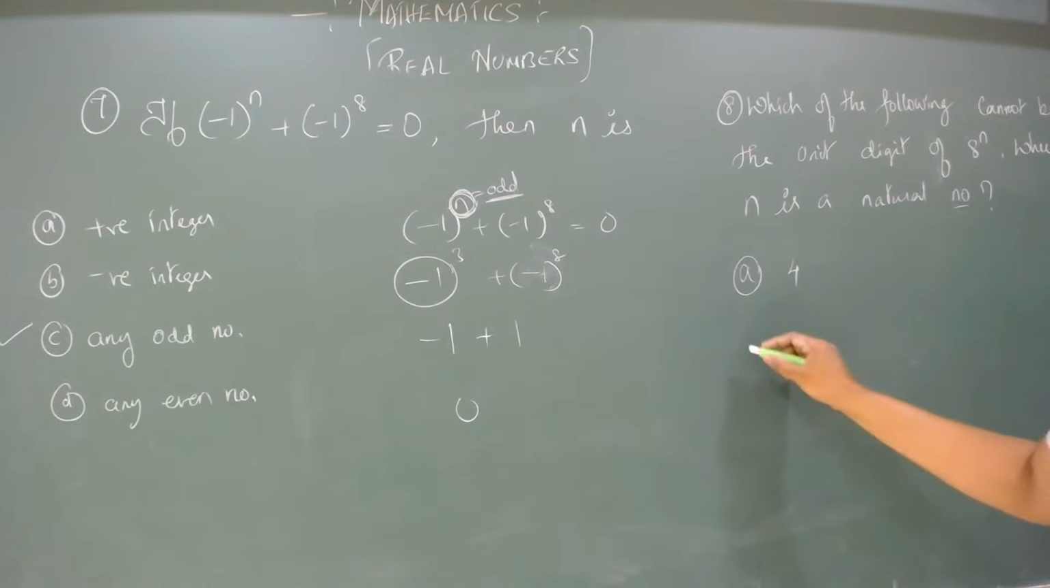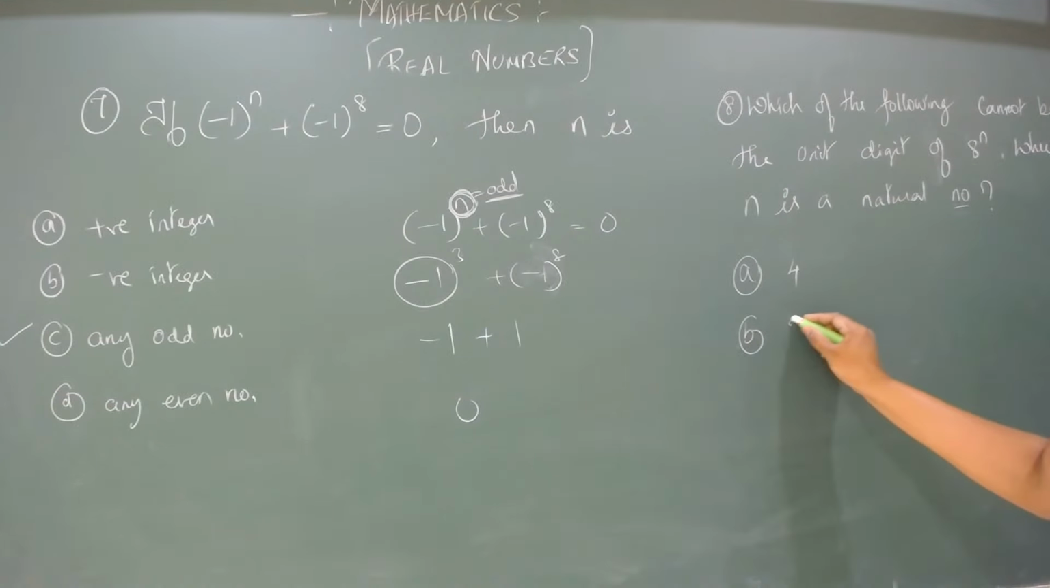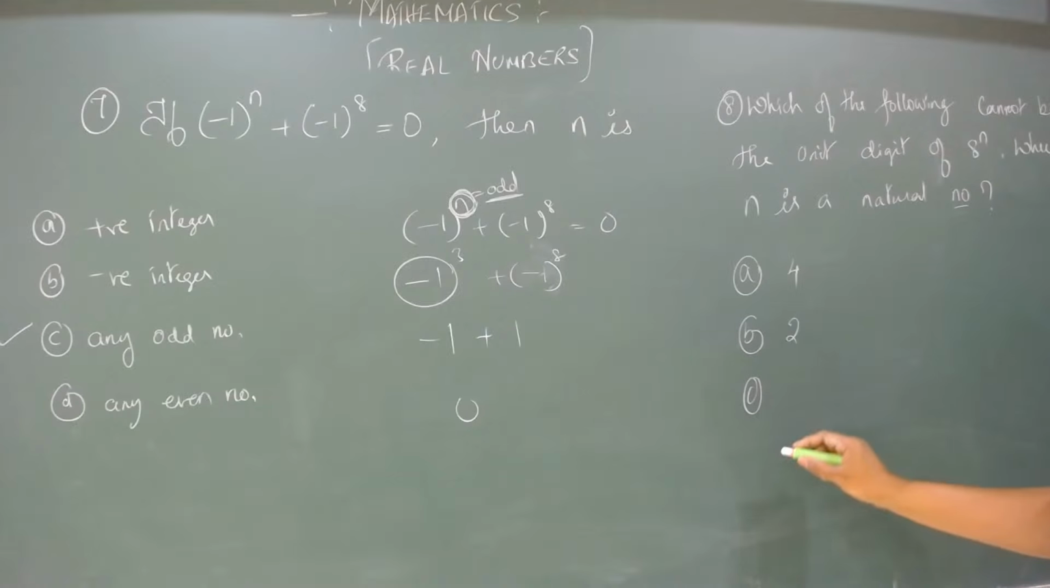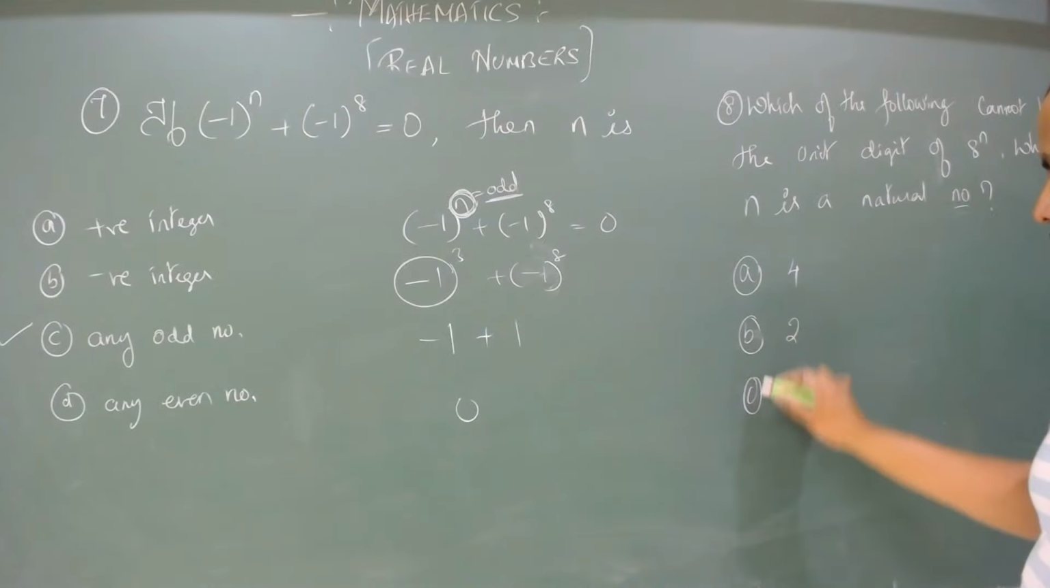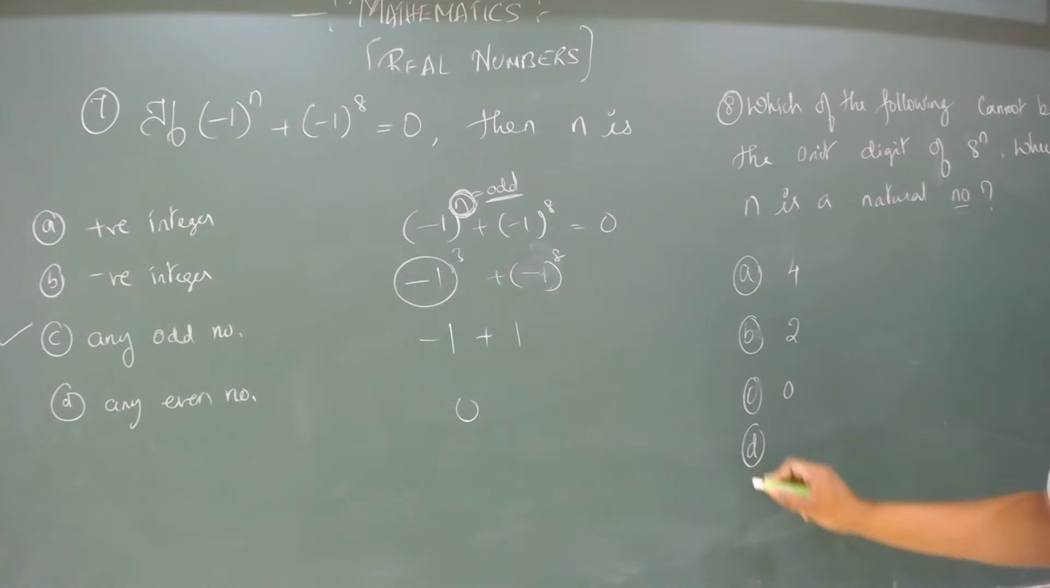Option 4, 2, 0, and the last one 6. Now, which of the following cannot be the unit digit of 8 to the power n?